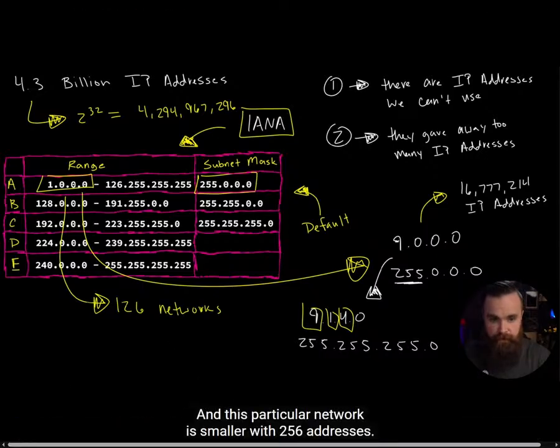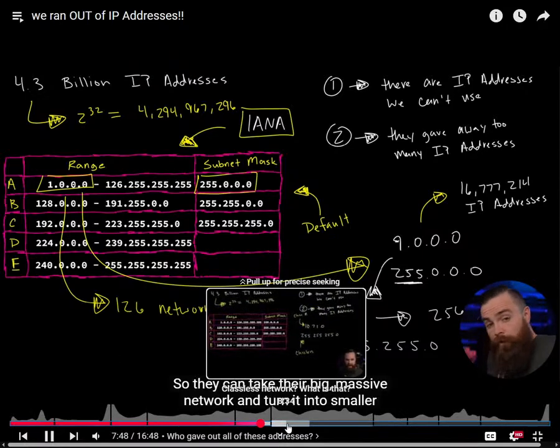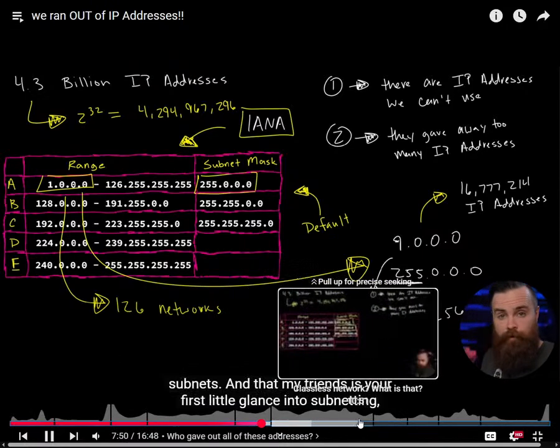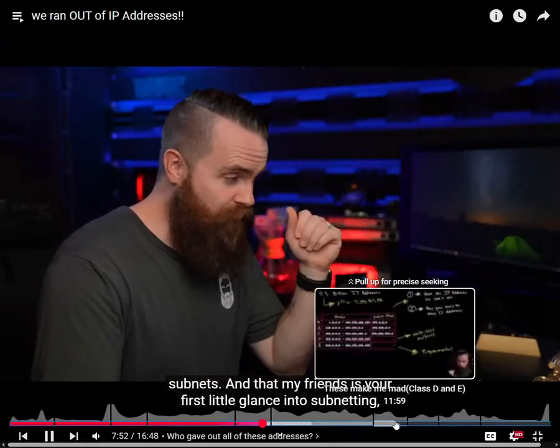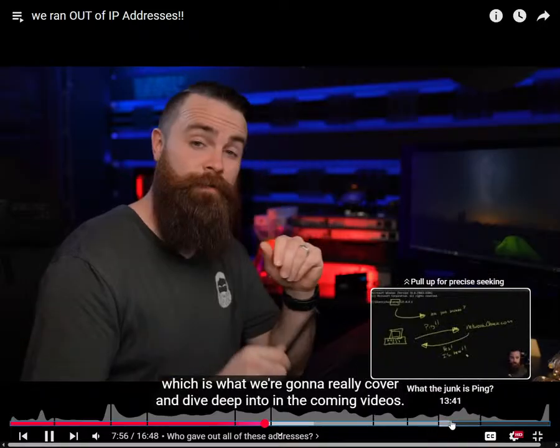IP address, and this particular network is smaller with 256 addresses. So they can take their big, massive network and turn it into smaller subnetworks. And that, my friends, is your first little glance into subnetting, which is what we're gonna really cover and dive deep into in the coming videos.